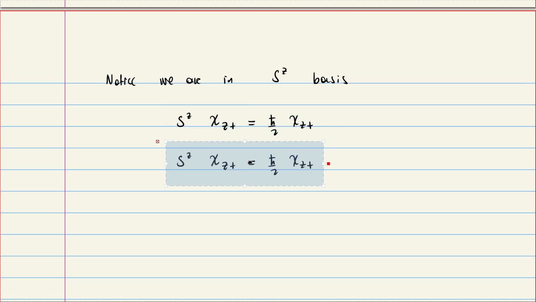Good. Now let's think about what we have done. Notice, we are in the SZ basis, right? There is no particular reason we choose SZ, but typically that's the convention. What this means is, if you take SZ and put chi z plus here, you are going to get h bar over 2 chi z plus. And if you do it with the other one, you are going to get minus h bar over 2. So this is minus.